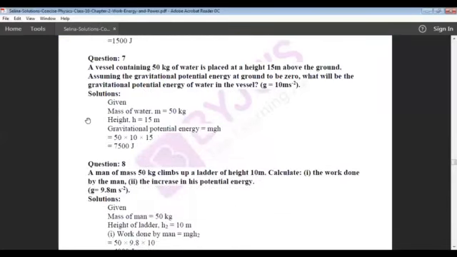Seventh one. A vessel containing 50 kg of water is placed at a height of 15 meter above the ground. Assuming the gravitational potential energy at ground to be 0, what will be the gravitational potential energy of water in the vessel? So the mass of the water is 50 kg, height is 15 meters. Directly, if you use the formula gravitational potential energy is equal to mgh, you are going to get the gravitational potential energy of water in the vessel. If you substitute the values, you will get 7500 joules.